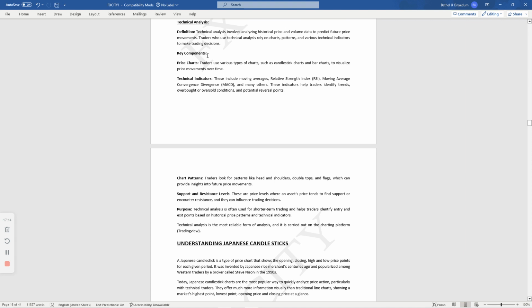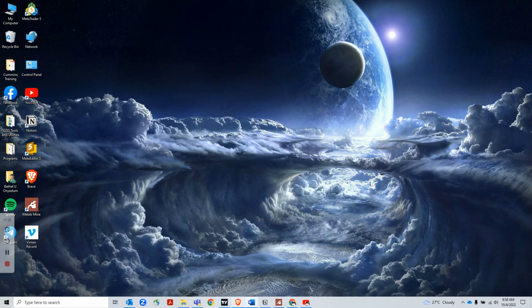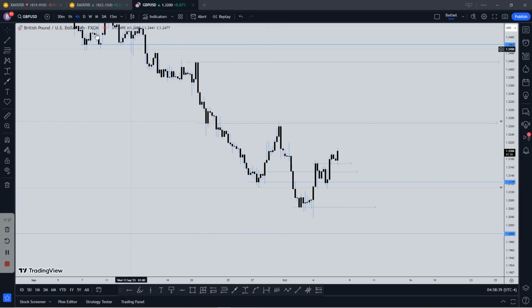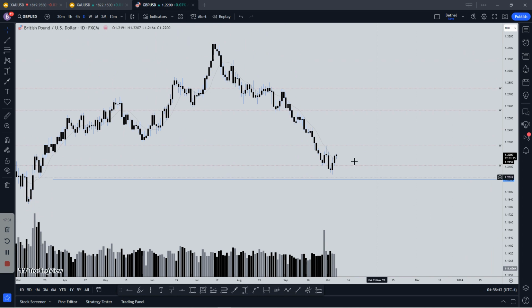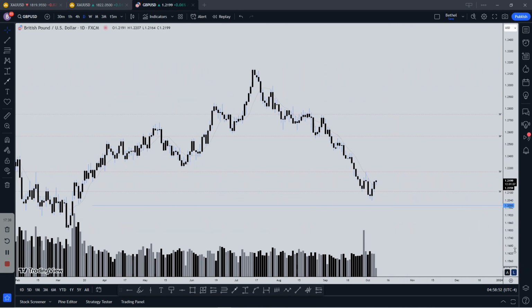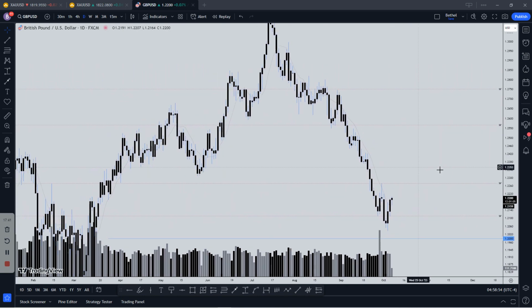So key components in this price chart: technical indicators. You have a lot of trading indicators that you can use. Let me give you this example. If I go on my daily chart, you can see this line on my chart here. This is an indicator called a moving average.